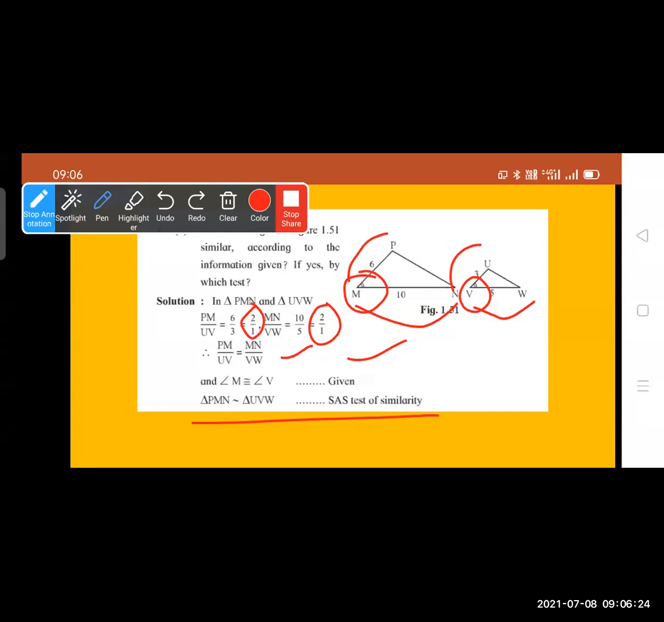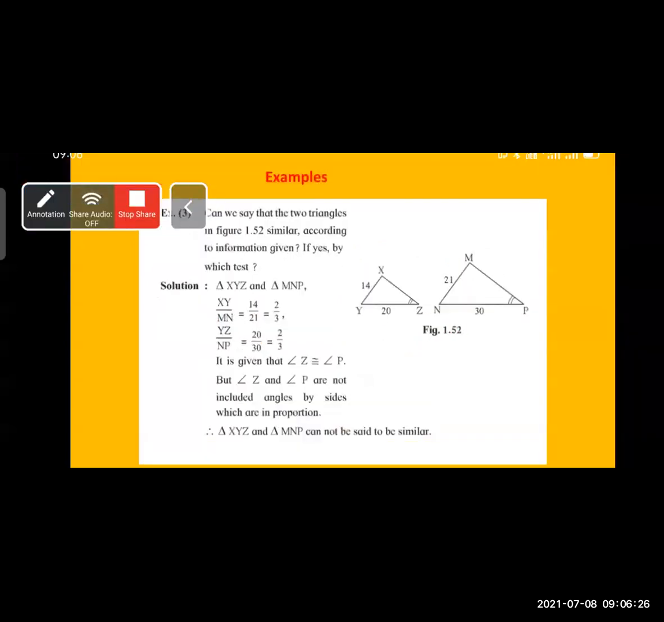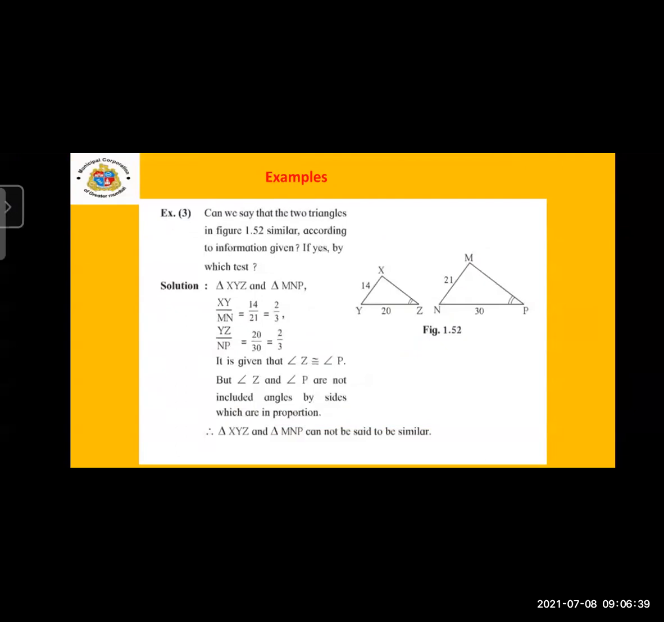Okay, now the third question. Can we say that the two triangles in figure 1.52 are similar? According to the information given, if your answer is yes, then by which test? Again the information is given. By using the given information, you check whether these two triangles are similar or not, one by one.